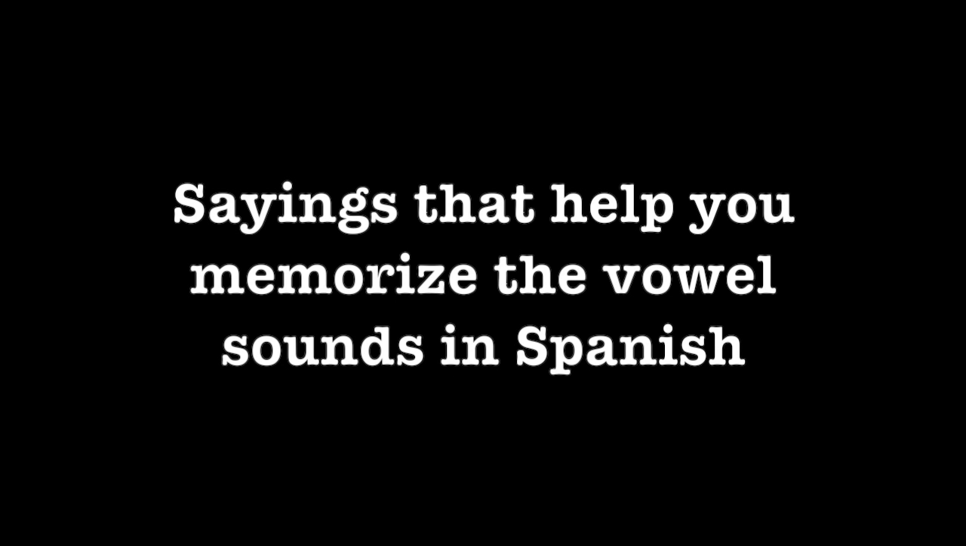So with those five vowels, there's a couple sayings that people use to help you memorize those sounds. Okay. So the first saying goes like this. You say A, E, I, O, U, arbolito de Perú. A, E, I, O, U, arbolito de Perú.